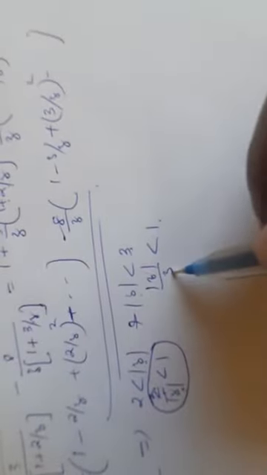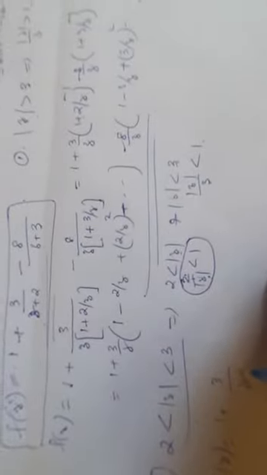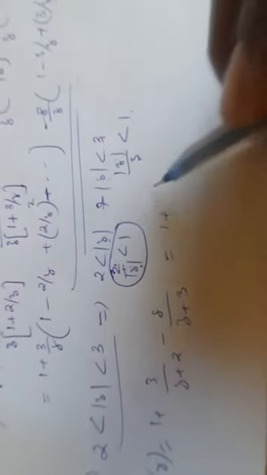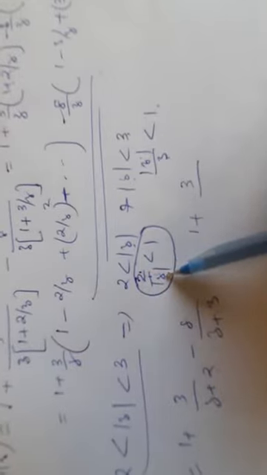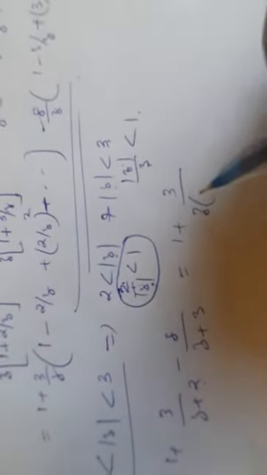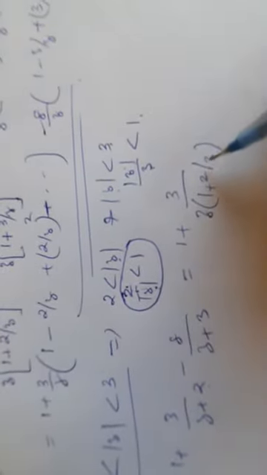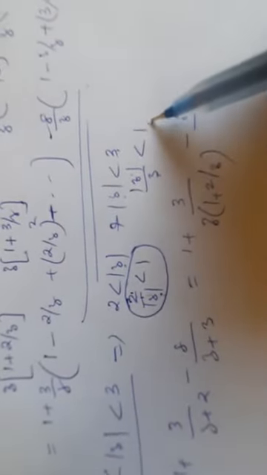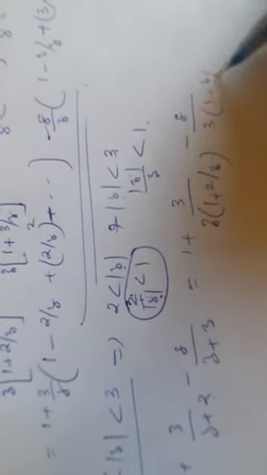So again z by 3 we need to write in powers. What is our f of z? f of z is 1 plus 3 by z plus 2 minus 8 by z plus 3. So it is 1 plus 3 by z plus 2, and we need to write the powers of 2 by z. If you take z outside, it will be z into 1 plus 2 by z. So we get the powers of 2 by z. Then minus 8 by z plus 3. Here mod z by 3 is less than 1, so we need to take 3 outside. So it will be 1 plus z by 3.